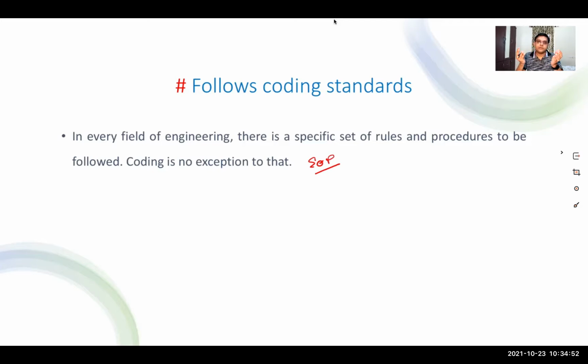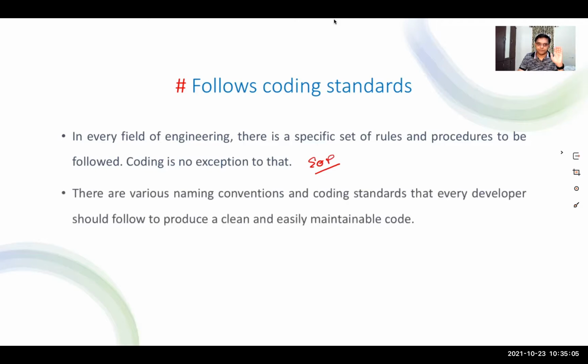So one thing you have to make sure is that you follow the standards, and definitely engineering or coding also has some kind of standards, which are called coding standards. Coding standards are a little bit different in different languages, which we will be looking into, but there are some standards that we need to follow. On top of that, there are naming conventions. How you name things, what kind of naming conventions we use, that also we will be looking into. These are the things that every developer has to follow.